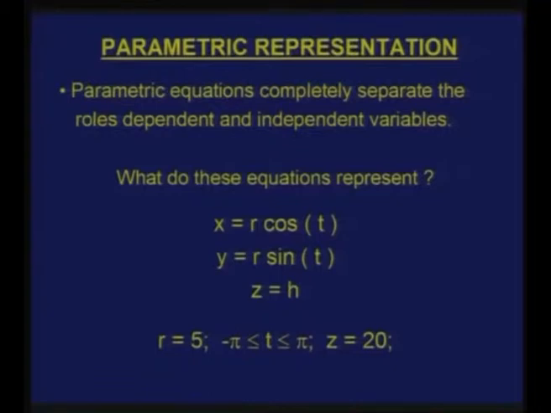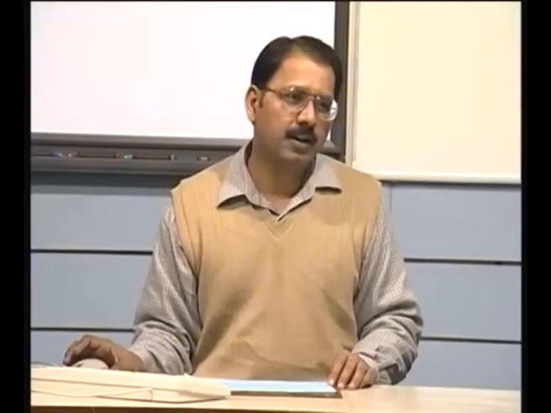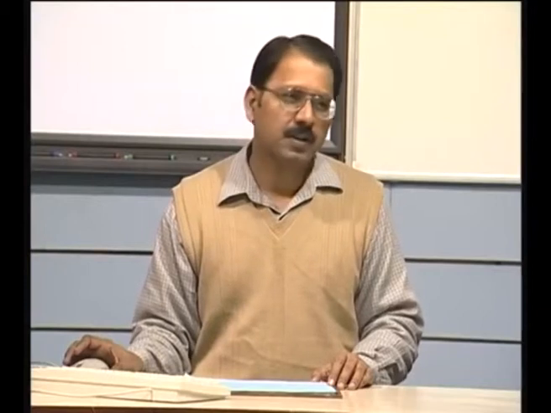Now, if I go to that, I have the same equations, but if you look at the parameters, r is fixed, which is still 5 units, z is fixed, which is 20 units, whereas t is a variable. t varies from, let us say, minus pi to pi. So, you have 3 equations which are functions of a single variable. We know what entity it represents. It is a circle, because t is varying from minus pi to pi.